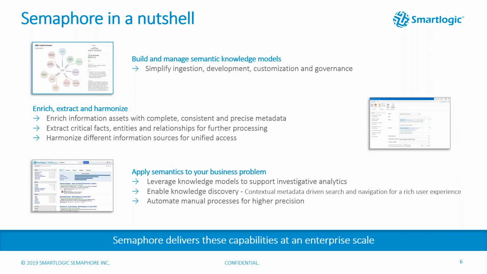Those that know Semaphore on the call, a little review. Semaphore in a nutshell has 3 pillars. The first one is that we build and manage semantic models. The second one is that we use those models to enrich, extract, and harmonize your information assets within the enterprise. And the third pillar, equally important, is that we apply those same models, those same semantics to your business problems, whether they be decision support, process automation, regulatory compliance, or knowledge discovery.